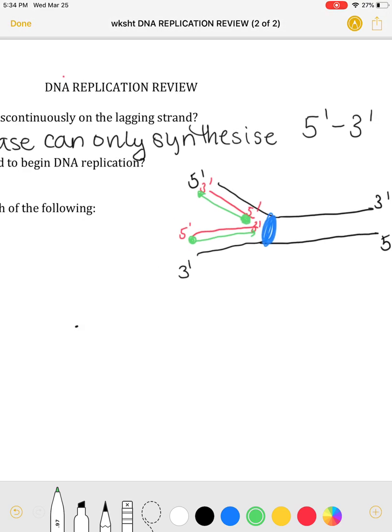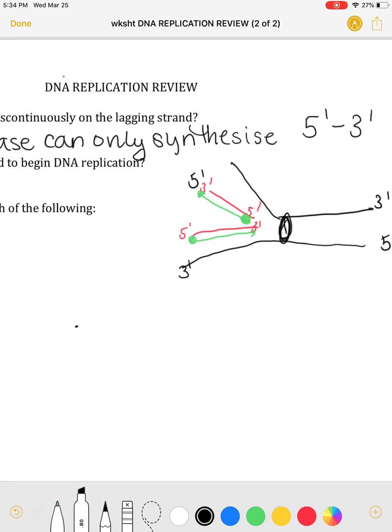If I zoom out, that means as I move my fork further, let's say now my fork is here. Okay, so I moved it. Don't move it too far away. Let's say my fork is here. Well, this polymerase right over here is moving outward. So this strand here is my lagging strand, because it's moving from the fork out.